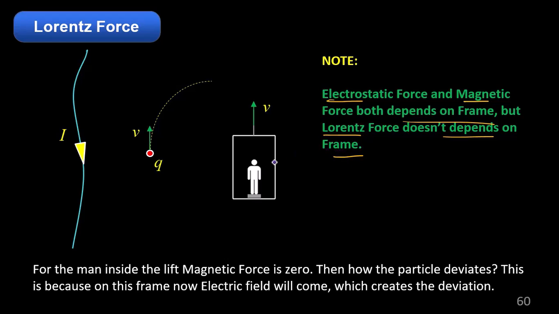So with respect to the lift, I should say the force acting on this particle is the Lorentz force, because now I cannot see the magnetic force. For the person inside the lift, the particle is not experiencing any kind of magnetic force. Why? With respect to him, the particle is at rest, because both are moving with the same speed in the same direction. Instead, in that frame, the electric force will now come. That means the Lorentz force is coming.